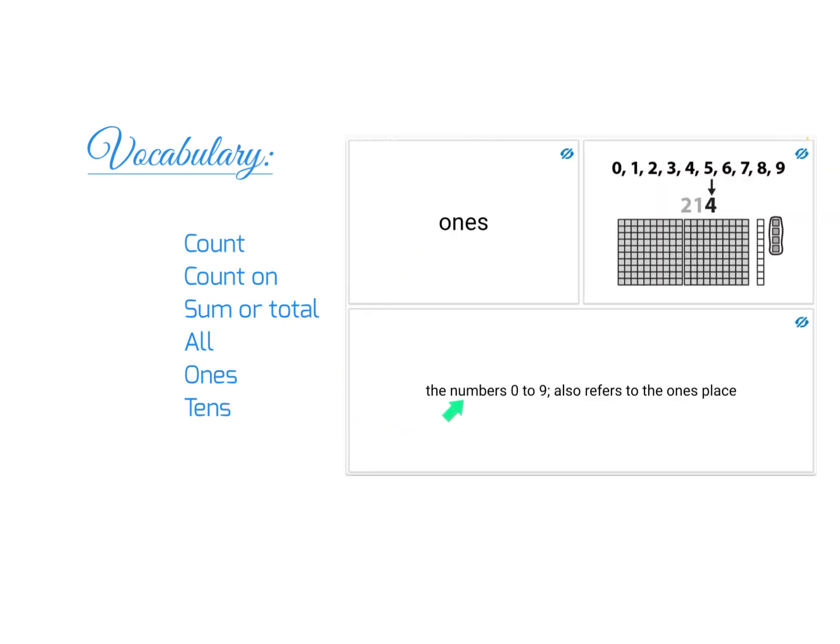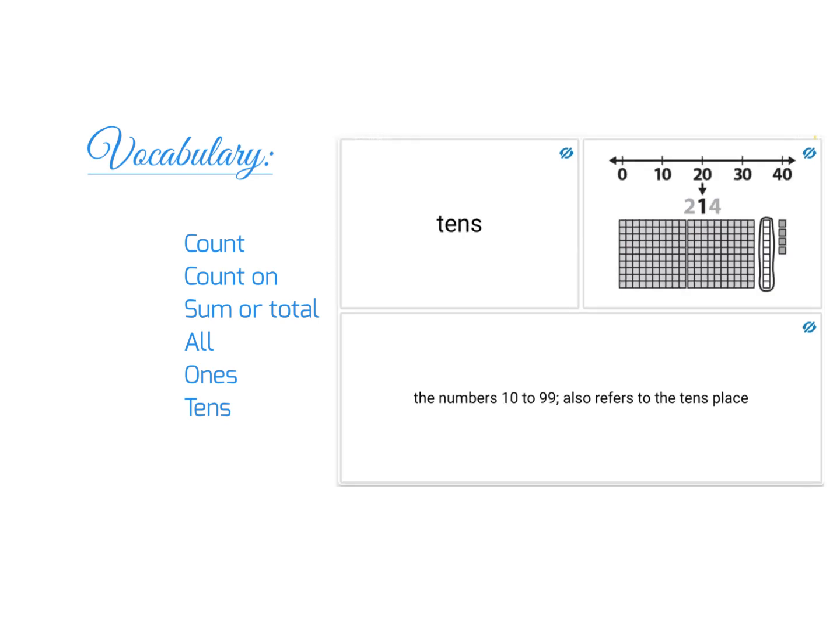Ones. The numbers 0 to 9 also refer to the ones place. The ones place in this number is the first digit, which is this number here, number 4. And lastly, we have tens. The numbers 10 to 99 also refer to the tens place. In this number again, 214, the tens place is the 1.